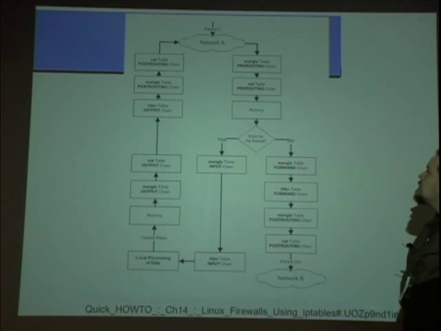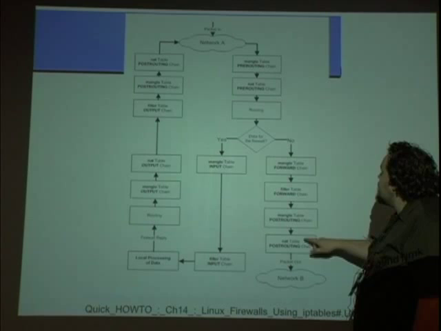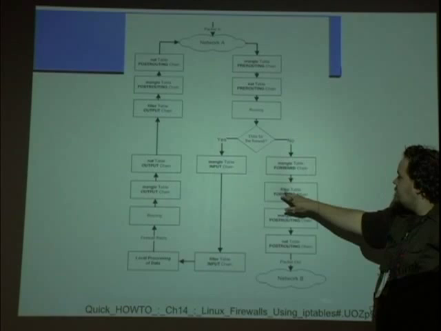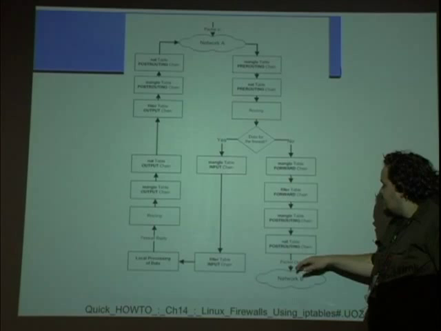Okay. So what if we're just filtering? Do the same routing, hit the mangle table forward chain, filter table forward, mangle table forward, post-routing chain, NAT post-routing chain, packets go out.